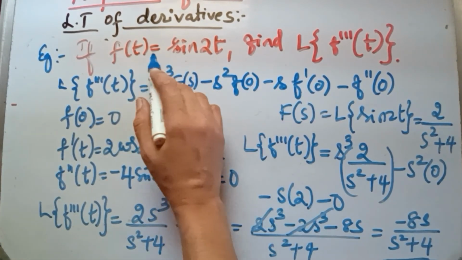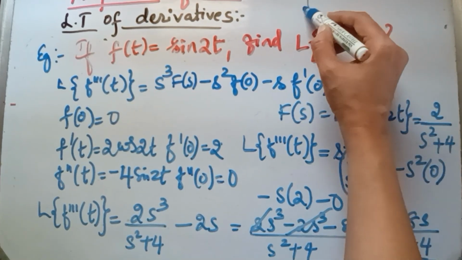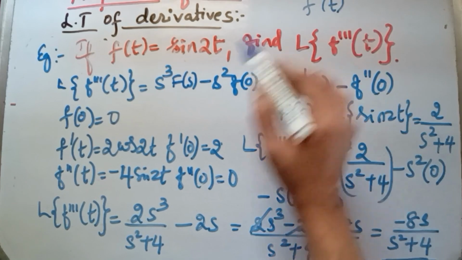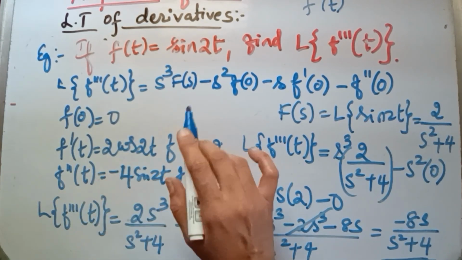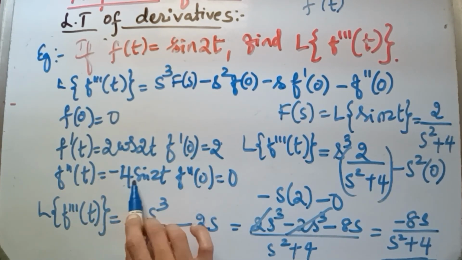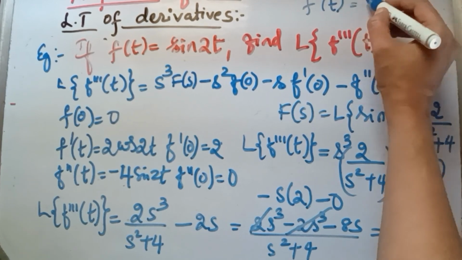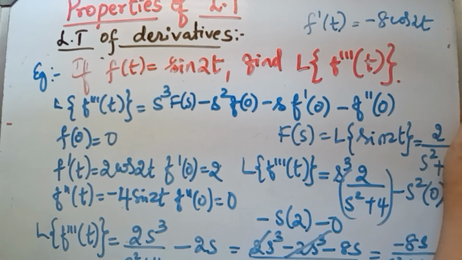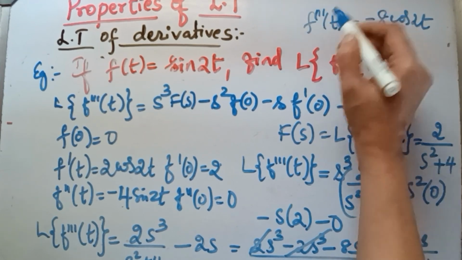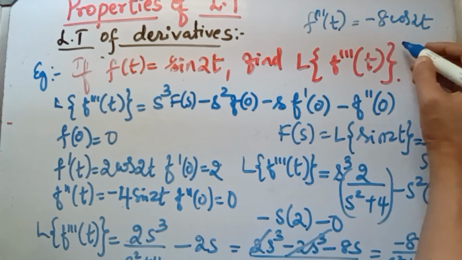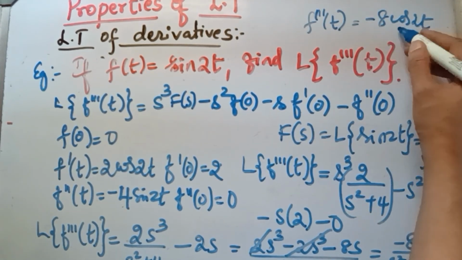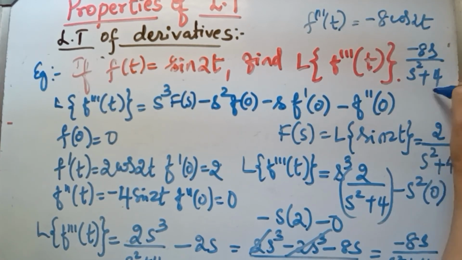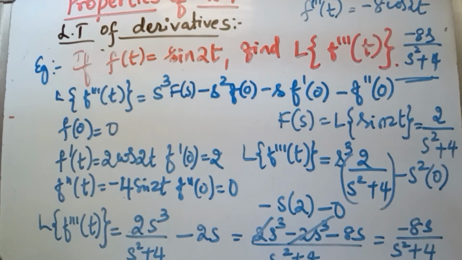Without using the formula also you can do it: find f′(t), then f″(t), then f‴(t). What is f‴(t)? f″(t) is minus 4 sin 2t, so f‴(t) is minus 8 cos 2t. As per this, the Laplace transform of minus 8 cos 2t is minus 8s divided by s² + 4. You will get the same answer in both cases.